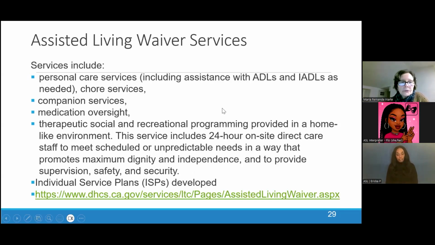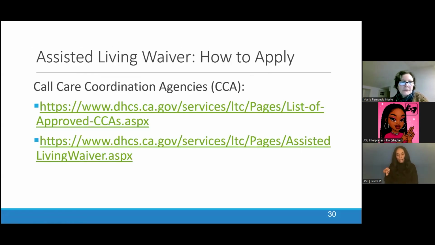Services include companion services. They have someone on site 24 hours to help with scheduled or unpredictable needs. They have personal care services, chore services. Where do you go to find out all the services that are offered through the assisted living waiver? You go to the assisted living waiver, which is right here in this link, and you go to Appendix C, and that's where you're going to find all the services.